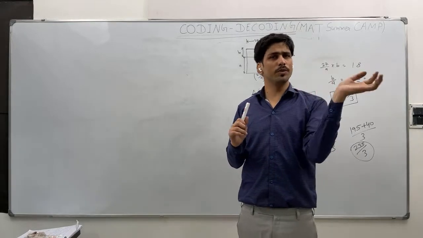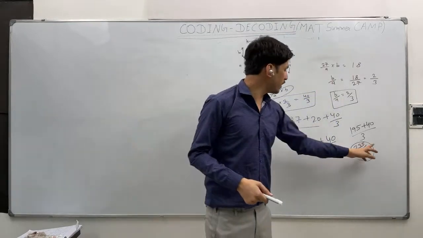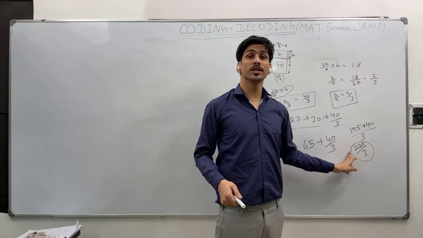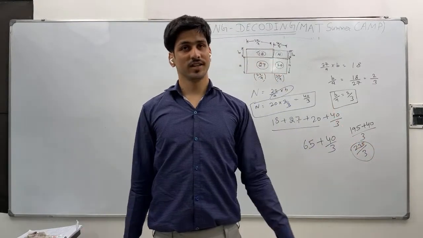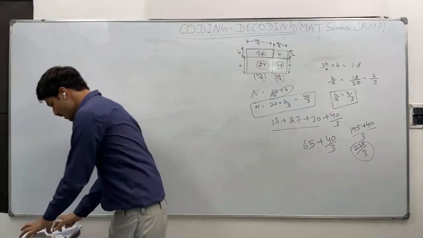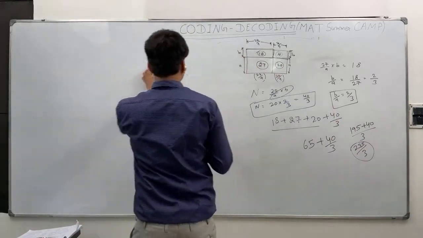Digits, the sum of digits must be divisible by 3. So here 5 plus 3 is 8, 8 plus 2 is 10. 10 is not divisible by 3. It means this is the final answer. Clear? Okay. I'll ask the next question.